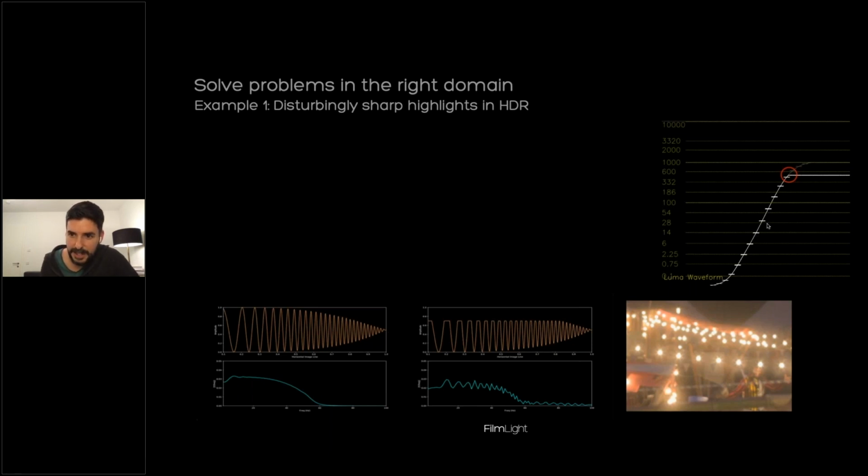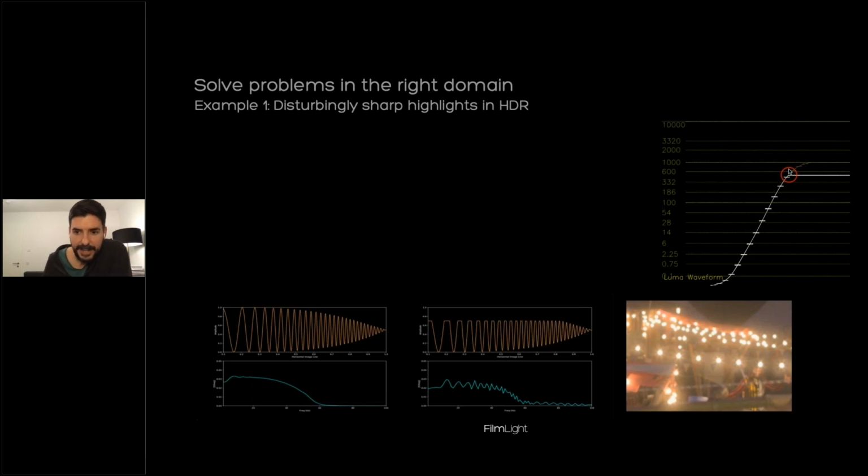And so we can see that 1, 2, 3, 4, 5, a little bit higher than 5 stops above middle gray, we have the signal suddenly clipping harshly. So this would be a camera clipping 5 stops above middle gray, for example. And if we send that image from that camera to an HDR display that has 1000 nits peak white, we will see that very sudden cutoff here in the highlights that I marked with a red circle. And this looks disturbing to us.